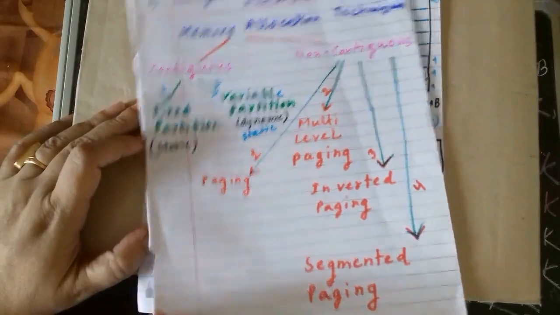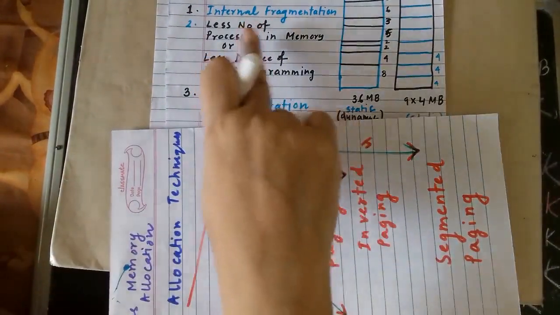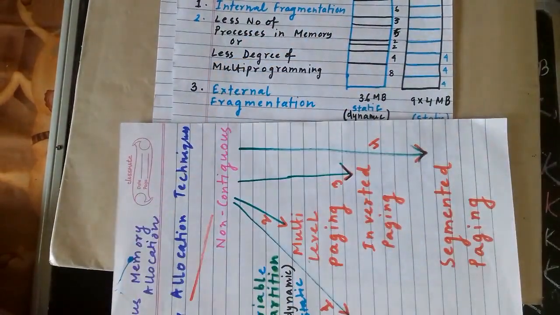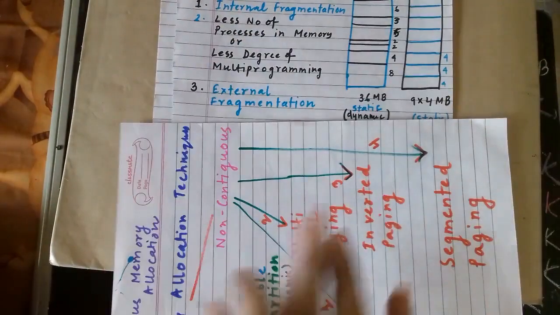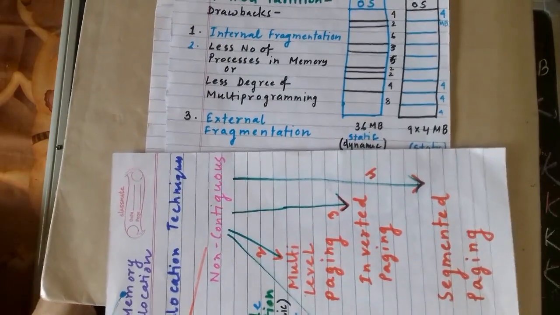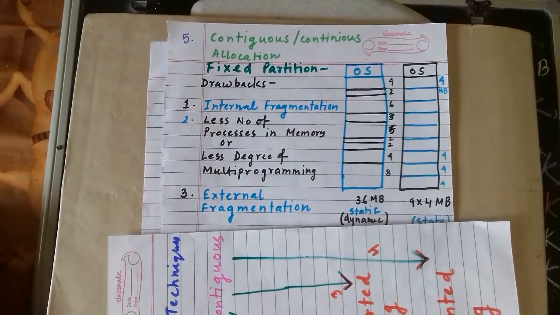According to fixed partition, the drawbacks of fixed partitions are internal fragmentation, external fragmentation, and, as the second point I have mentioned, the degree of multiprogramming is less. Degree of multiprogramming is less means we cannot utilize the whole memory. Degree of multiprogramming is the number of programs available in the main memory. The number of programs available in main memory will be less because a lot of space will be wasted, and as we cannot divide the program, we cannot use that fragmented space.